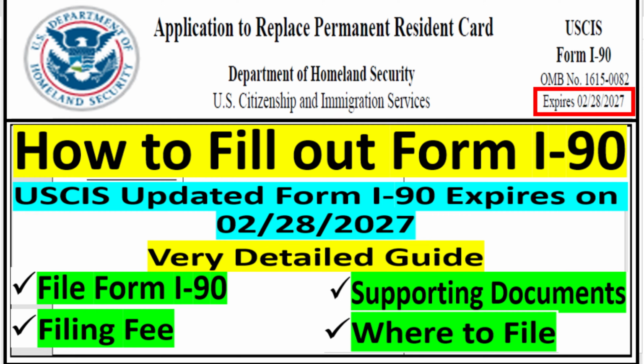In today's video, we are going to talk about how to file the new version of Form I-90, which was just released by USCIS a couple of weeks ago and will expire on February 28, 2027. My advice for you: do not file the old version that expires in 2019. Form I-90 is the application to replace a permanent resident card.